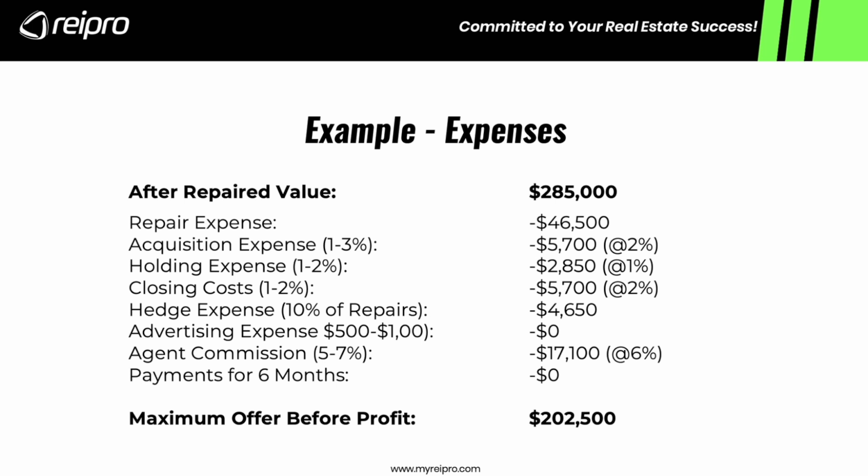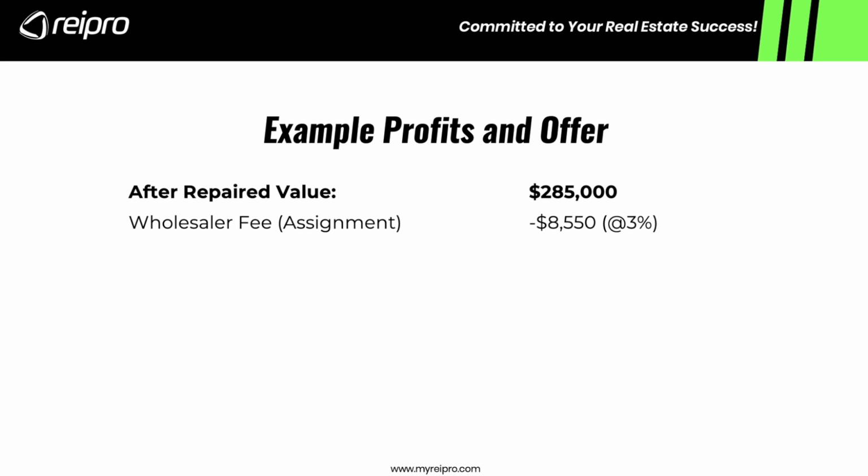So if I take $285 and I take out all the expenses, I come up with $202,500. So let's continue this. So remember, the ARV was $285. If you're wholesaling, I'm going to put in this. I'm going to start at 3%, which is $85.50.